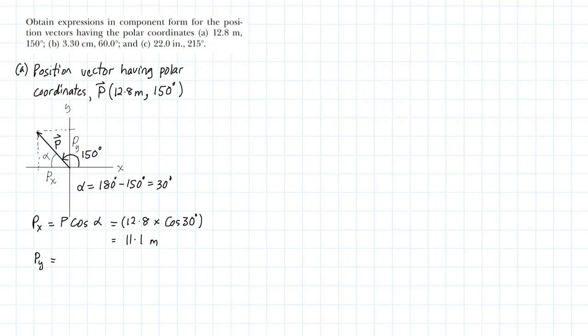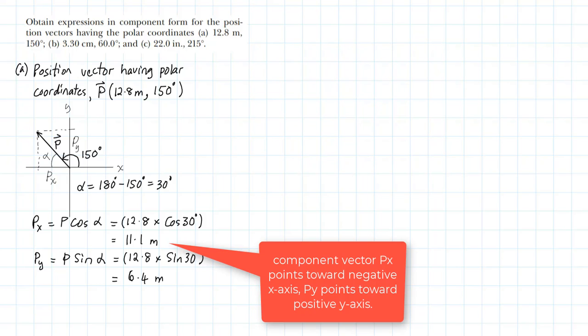Similarly, Py is equal to P sine alpha, equal to 12.8 multiplied by sine 30 degrees, and this equals 6.4 meter. Before we accept this calculation, we have to check the signs in front of the component values. For example, Px should be negative because it is pointed to the left of the x-axis. So this one should be negative.